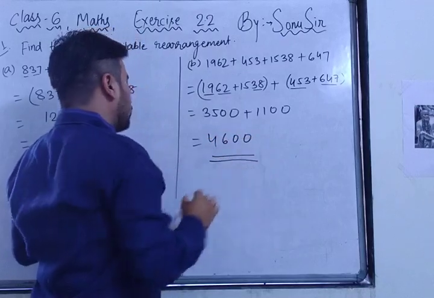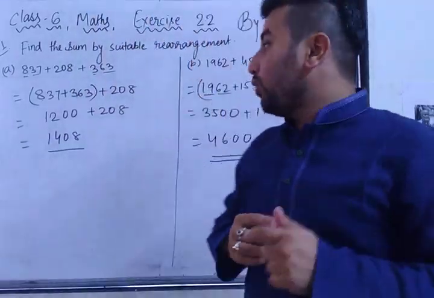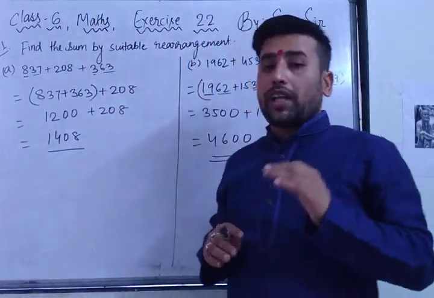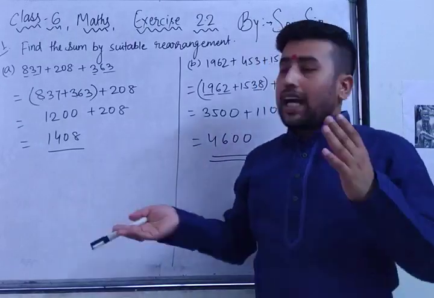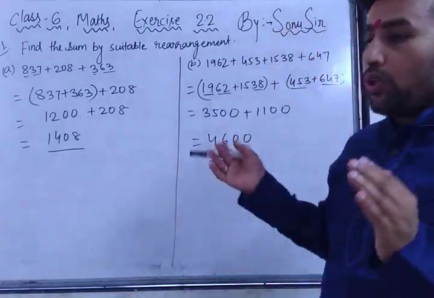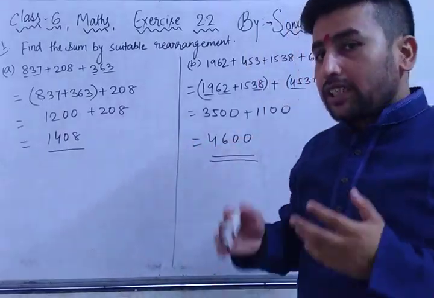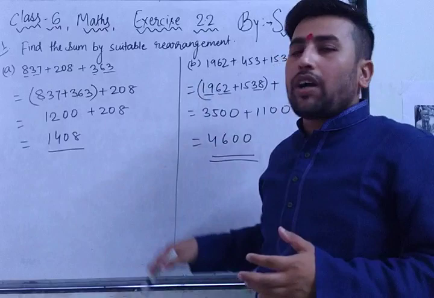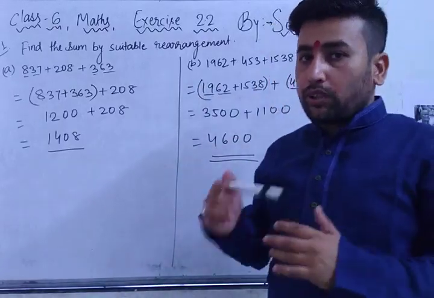See what you have to do, you have to just use your brain. After using your brain, you can do this rearrangement very systematically. I hope that you all understand what I mean to say. I just mean that you have to make a group of numbers which will give you a round figure. As it gives you a round figure, even if you don't know addition well, you can do that also.